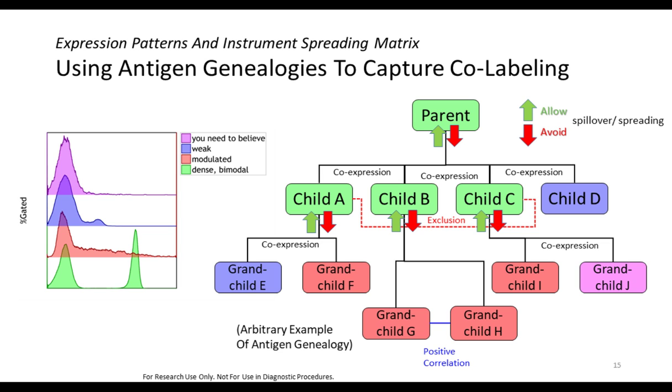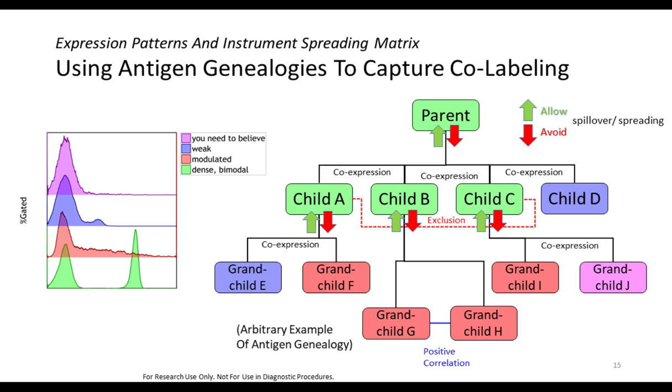So implementing this into our antigen tree, we, for instance, could use these arrows here, a green arrow that indicates that spillover would be allowed, and a red arrow that you should avoid spillover when designing the panel. The arrows that are in this tree now would indicate the interaction between different hierarchies in the tree. So maybe have a look at the parent to understand how that works.